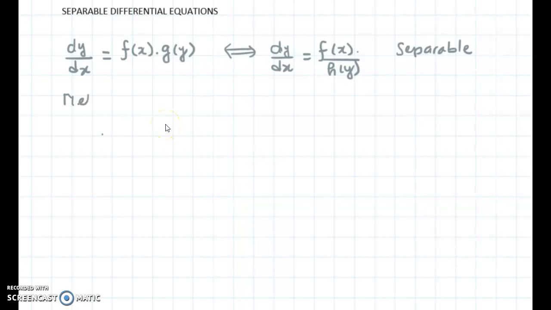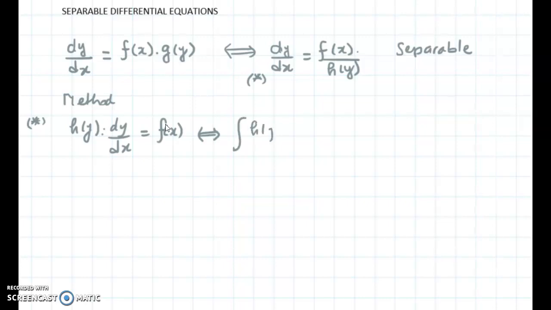Let's see the method. Let's consider an equation written as in the second form. So we'll say that h of y multiplied by the derivative of y with respect to x is equal to f of x. And then we are going to take antiderivatives on both sides. So we are trying to find the indefinite integral with respect to x of the functions on both sides. So we'll write the integral of h of y times dy/dx with respect to x is the same as the antiderivative of f of x with respect to x.